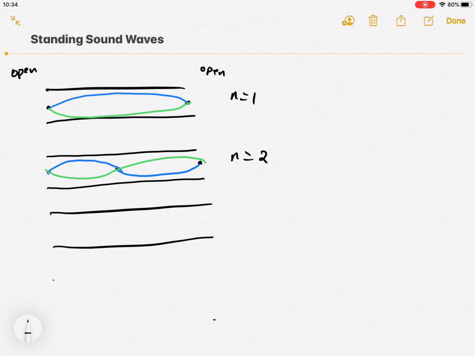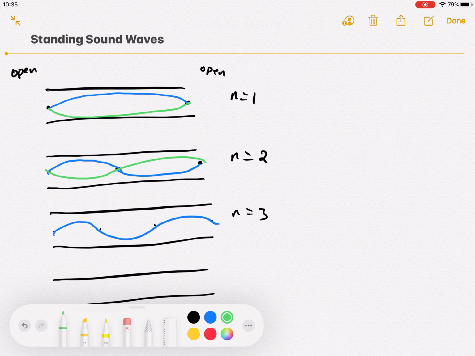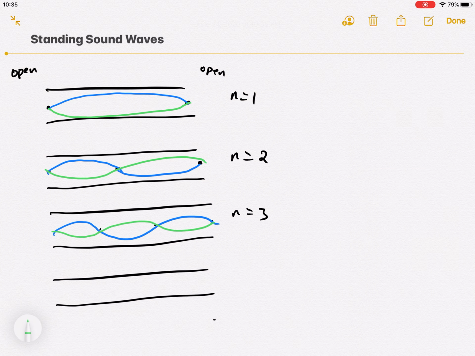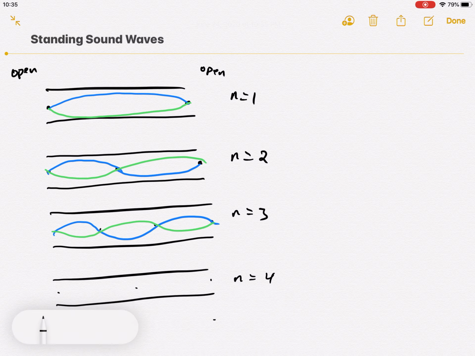And n equals 3 and n equals 4 are fairly similar, right? So there's a node on either end. For n equals 3, we have 2 nodes in the middle, and the wave would look like this. And for n equals 4, there's a node on either end, and there are 3 nodes in the middle. It's not quite evenly spaced, but you get the idea.